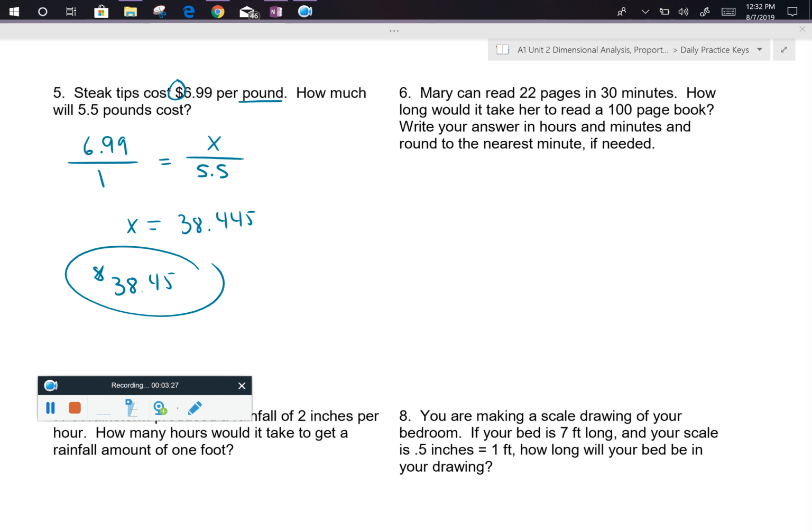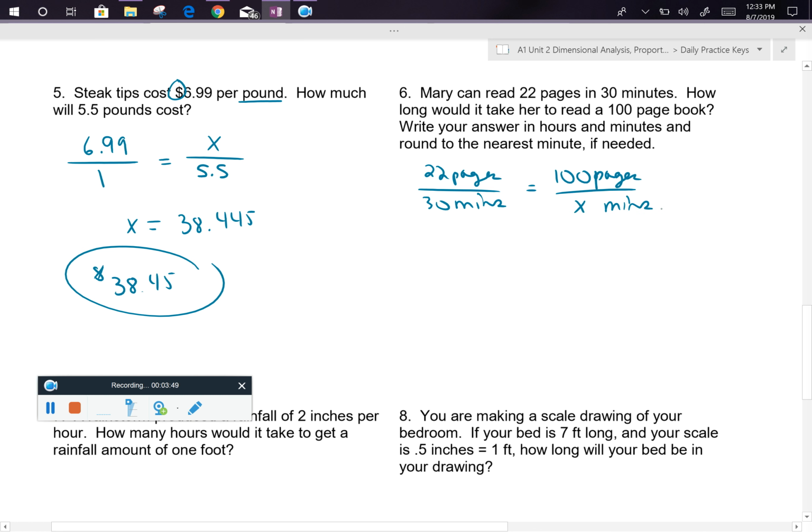Mary can read 22 pages in 30 minutes. So 22 pages in 30 minutes. How long would it take her to read a 100-page book? So knowing that I need pages on top and minutes on the bottom, I'm going to put the 100 pages on the top and the unknown number of minutes on the bottom. When we cross multiply, we see that 3,000 equals 22x.